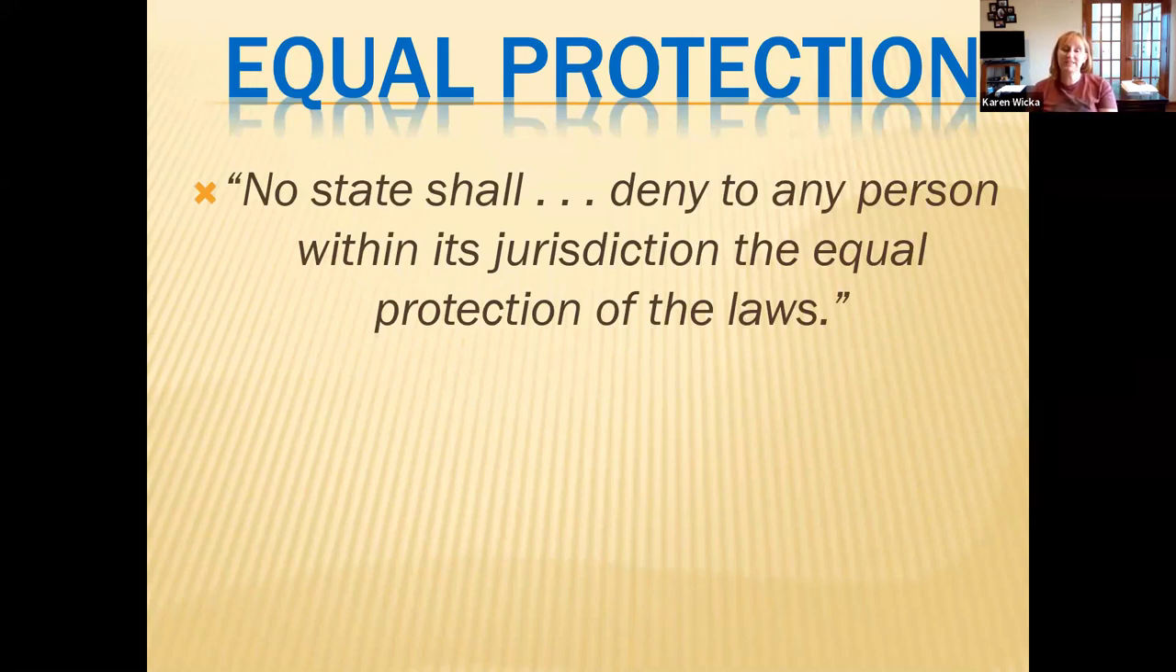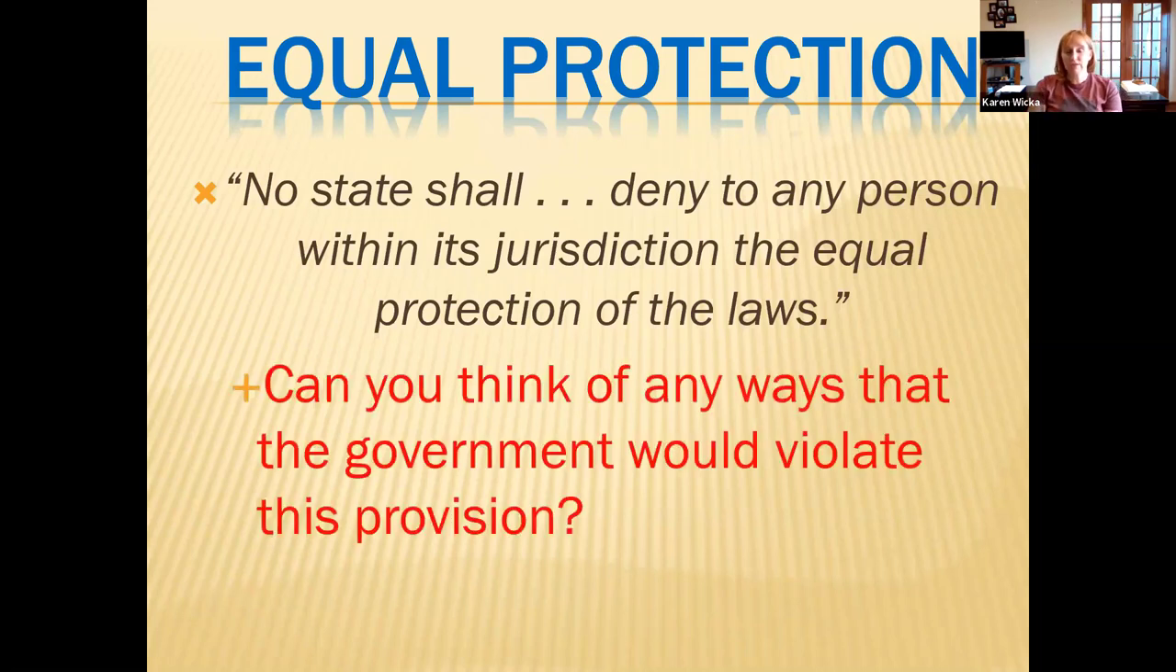So equal protection says no state shall deny to any person within its jurisdiction the equal protections of the law. So this is right in our Constitution. All laws have to equally protect all people in every jurisdiction. So can you think of any way that the government would violate this procedure? So how would the government violate equal protection?